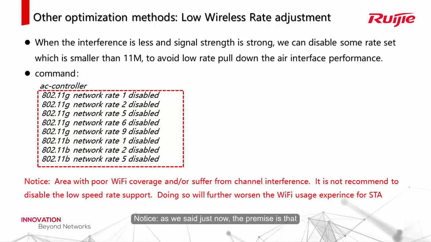Notice, as we said just now, the premise is that the interference is low and the signal strength is strong. So in an area with poor Wi-Fi coverage and channel interference, we do not recommend disabling this. If we still use the high rate set to transmit, it will increase the probability of air interface retransmission. It will cause a bad user experience.